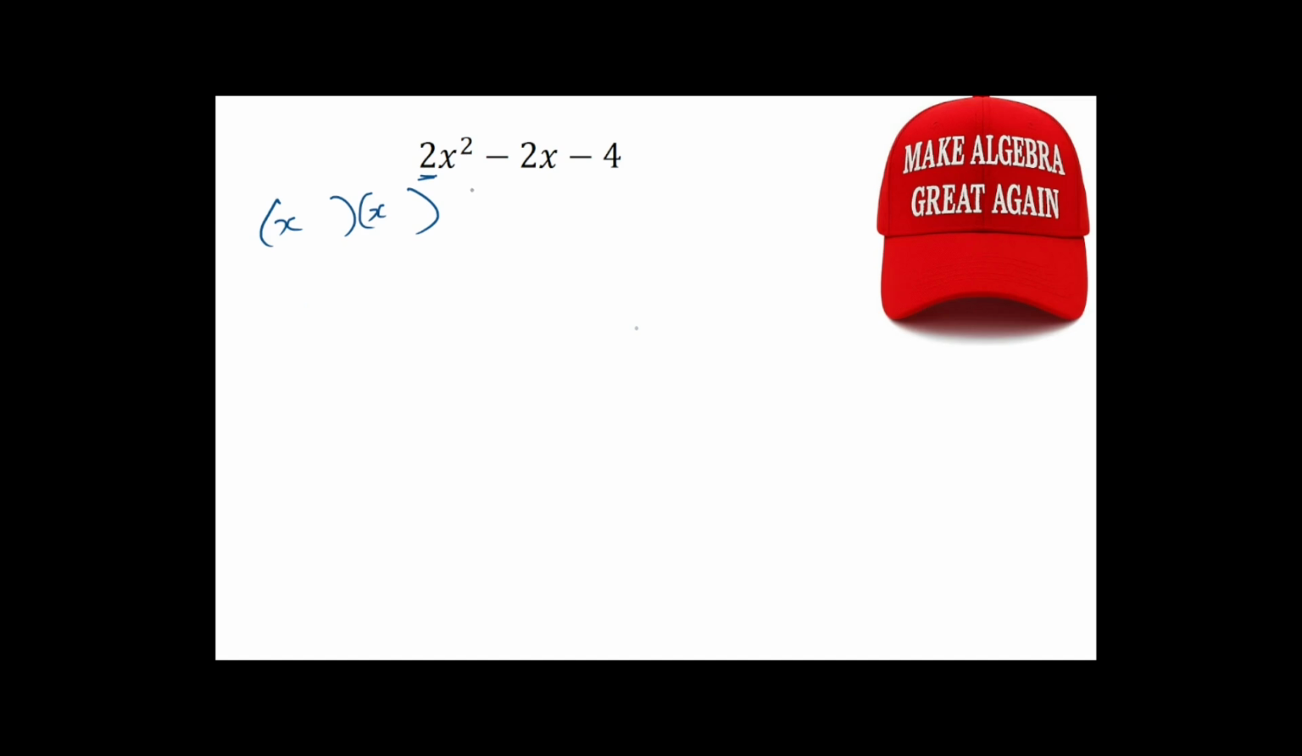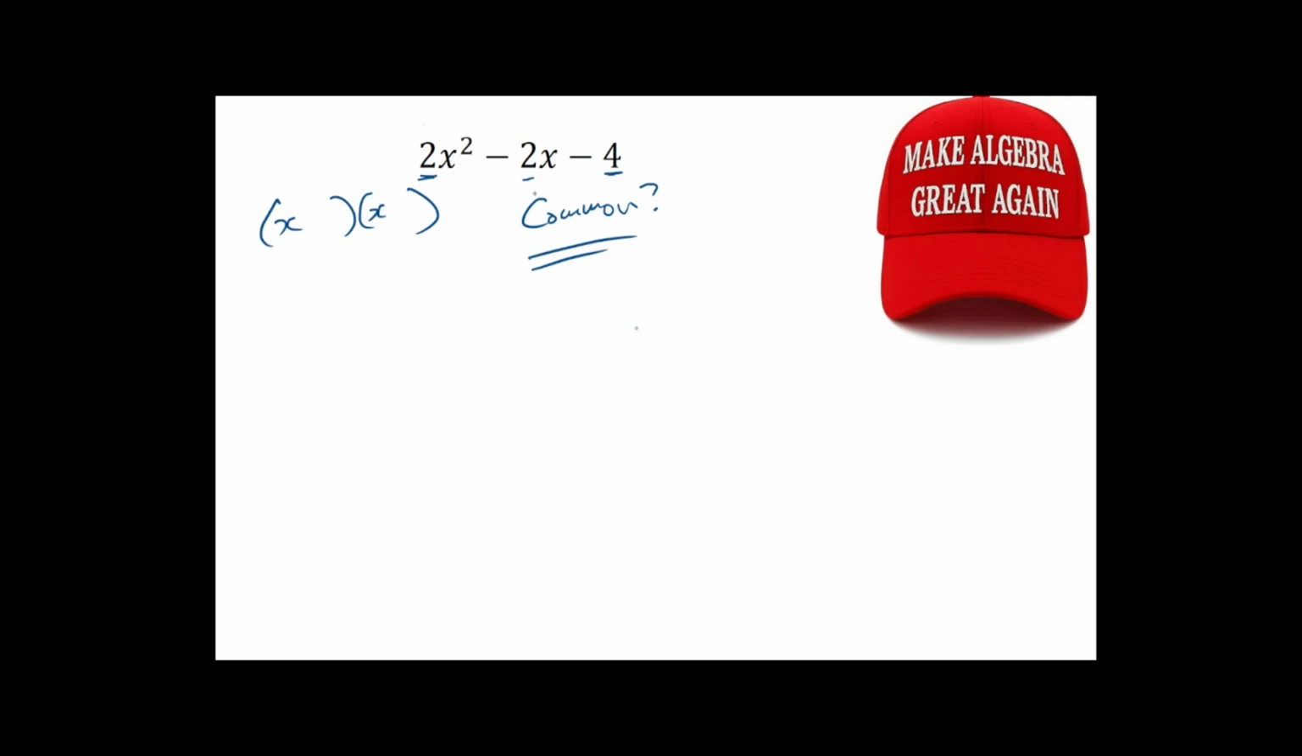But before we do that, we should always ask the question, do they have something in common? Do all of these terms have some factor in common? And the answer is 2. They're all multiples of 2. 2x squared, 2x, and minus 4 is a multiple of 2. Minus 2 times 2 is minus 4. So what we're going to do is factor out, before we do anything, that 2.